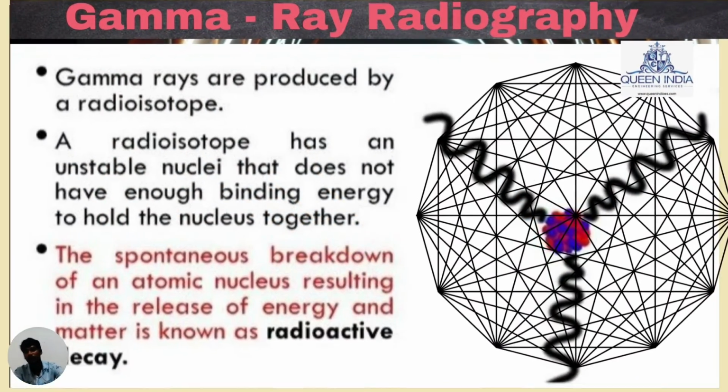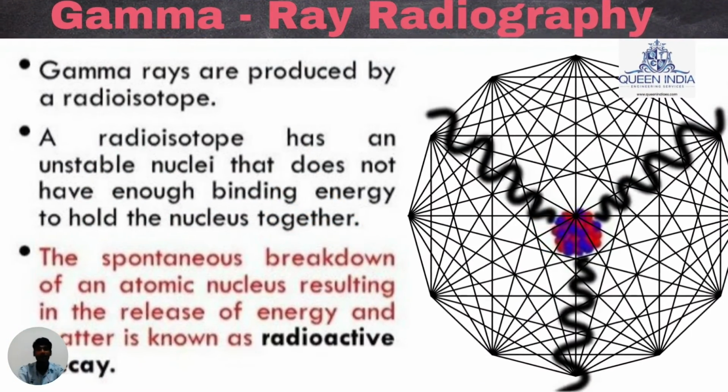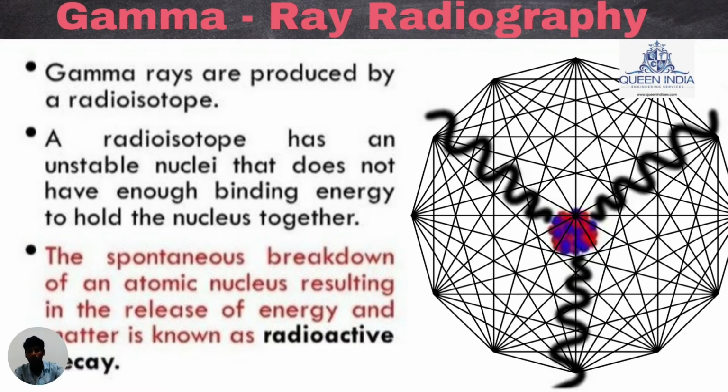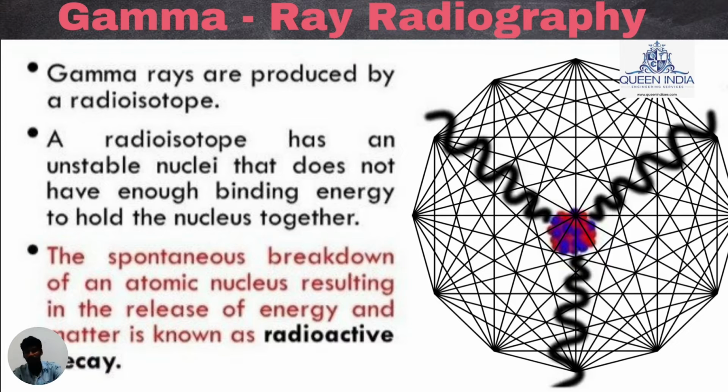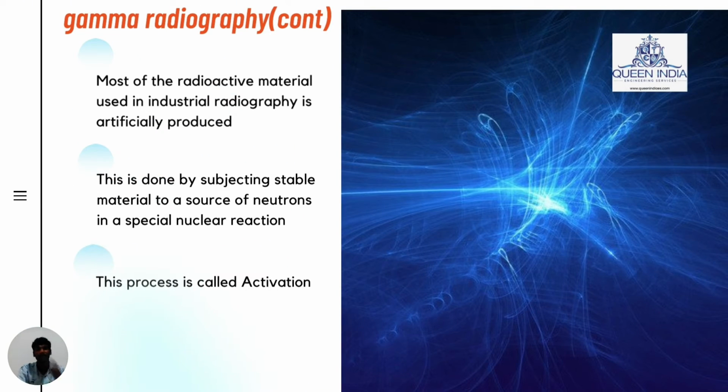Now we'll move to gamma ray. What is gamma ray? It's a stored source that will conduct the inspections of radiographic testing. The spontaneous breakdown of an atomic nucleus, resulting in the release of energy and matter, is radioactive decay. The radiation's binding energy holds the nucleus together, and gamma ray is the most radioactive material used in industrial radiography. This process is called activation.